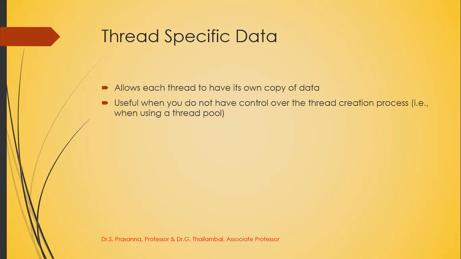Thread specific data allows each thread to have its own copy of data. So for each thread, data will be in multiple copies, so that no thread needs to wait for data from the other threads. It is useful when you do not have control over the thread creation process. If the thread does not have its own data, it needs to wait for execution until the data is delivered from other threads to this thread.